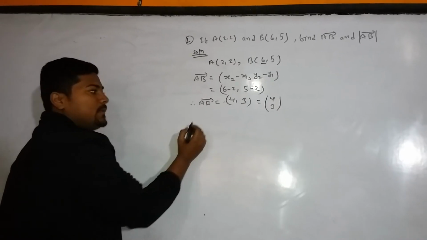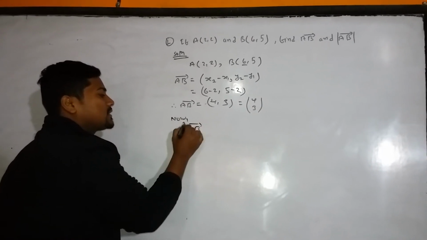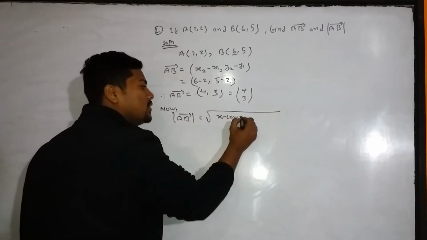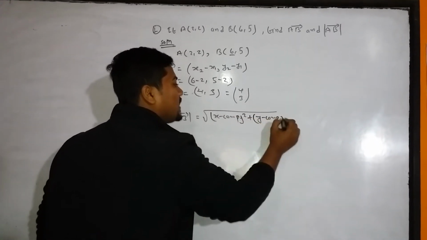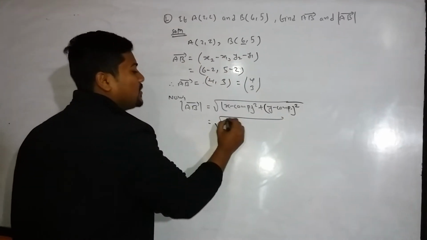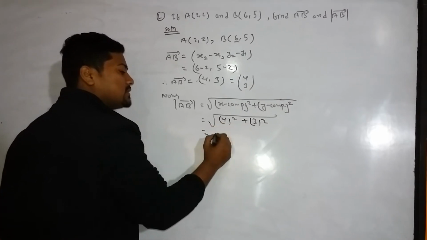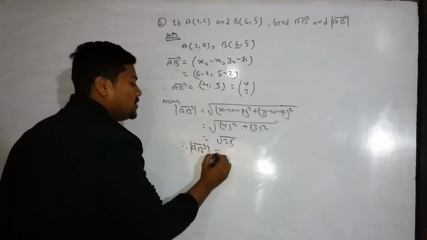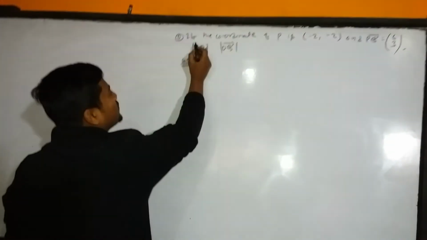Now for the second part: the magnitude of the AB vector. What is the formula? Root under x component whole square plus y component whole square. The x component is 4, so 4 square plus 3 square, 16 plus 9 is 25. Therefore, the magnitude of the AB vector is equal to 5 units. This is our answer.